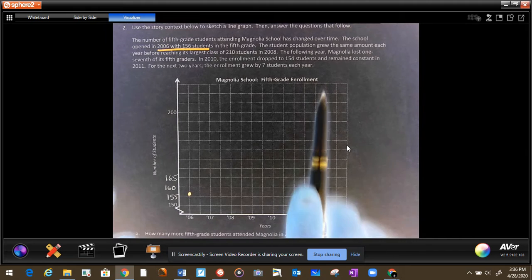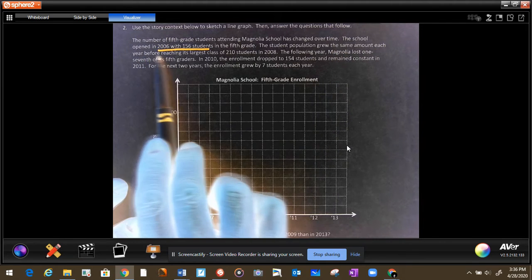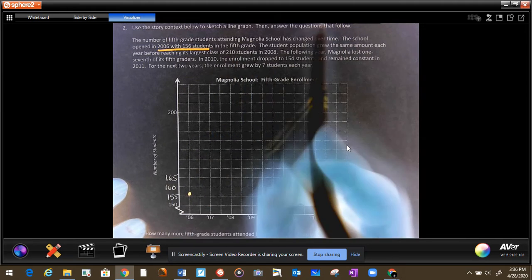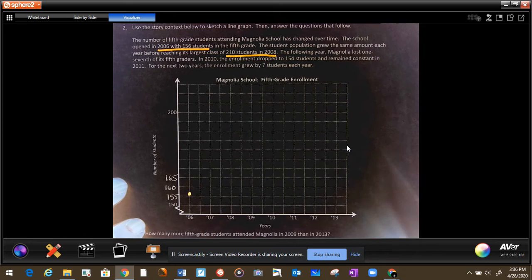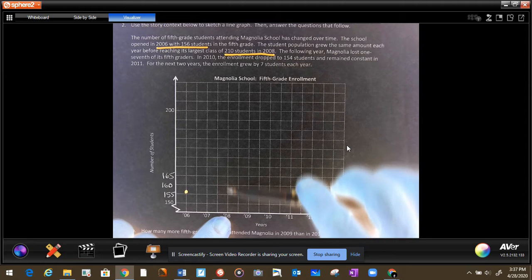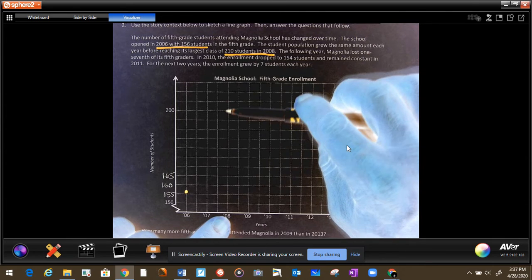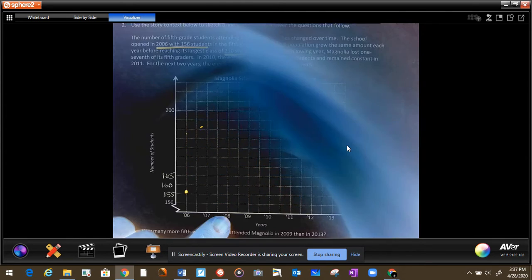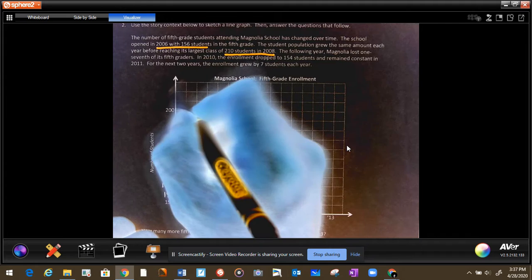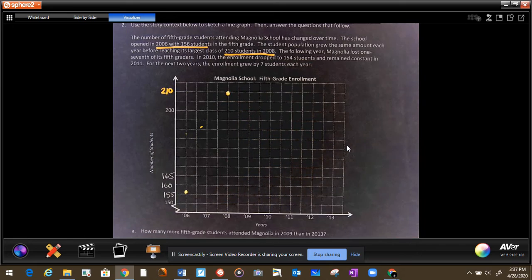Our next piece of information says the student population grew the same amount each year before reaching its largest class of 210 students in the year 2008. These are the two pieces of information that we have now. We're going to look for the year 2008, which is right here, and go all the way up to 210. So this is 200, 205, 210. This will be 210. Remember, it's moving up by 5.